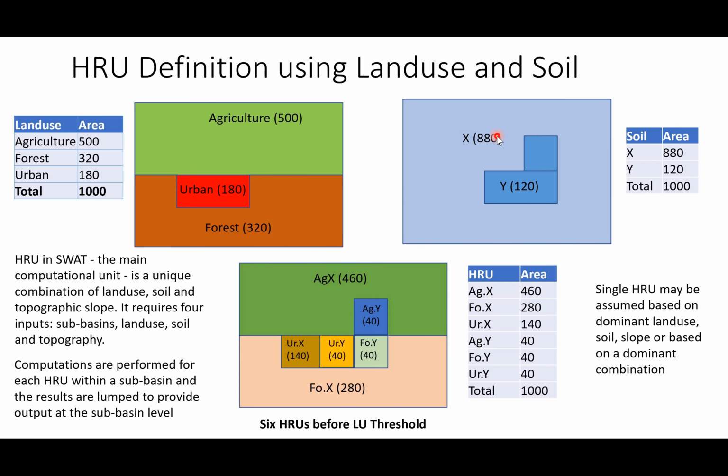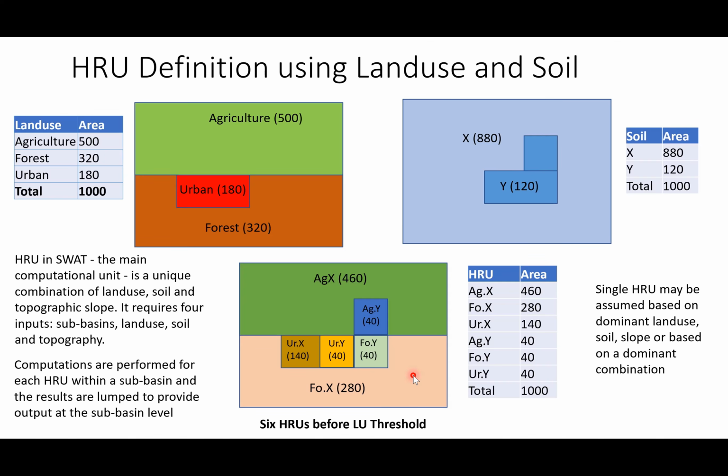So there are two types of soil that are present in this sub-basin. X occupies an area of 880 units, and Y occupies an area of 120 units. Now to create HRUs, you will also need to have topographic slope, but just to keep it simple, we will just look at land use and soil. So after we overlap the land use and soil, you end up with these 6 combinations. So what we have here are 6 HRUs.